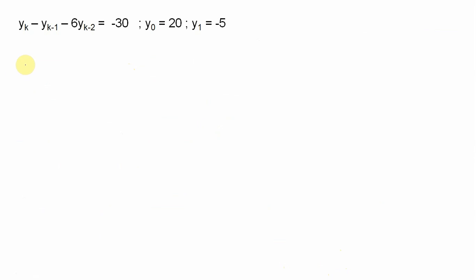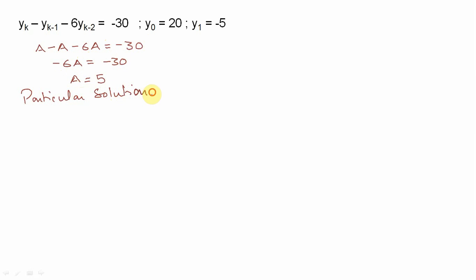So let's solve it further. So I get a minus 6a is equal to minus 30, right? Solve it. You get minus 5a is equal to minus 30, or a is equal to 5. So this is the particular solution, yk particular is equal to 5.